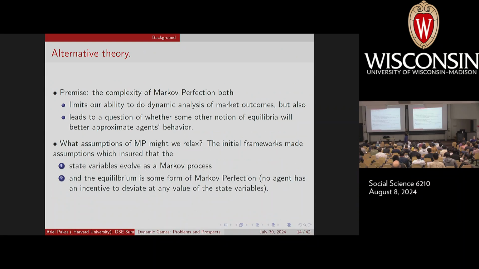So the alternative was what the theory guys did. The issue was the complexity of Markov perfection. For the empirical guys, it was that we can't compute things. For the theory guys, it was that maybe this is the wrong way to approximate behavior, using Markov perfect. So what assumptions could we relax? We could relax the assumption that state variables evolve as a Markov process, or we could relax the assumption that the equilibrium is perfect. It's Markov perfection. Those are the two basic assumptions going on.